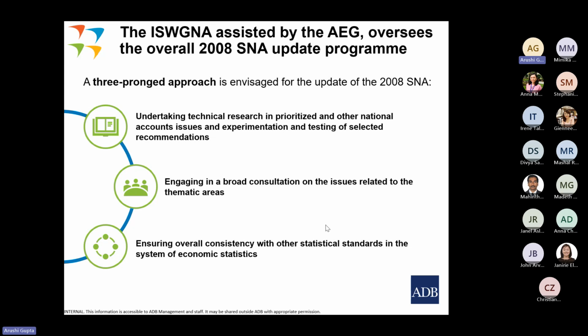Then the third approach is to ensure overall consistency with other statistical standards in the system of economic statistics. For overlapping issues in the research agendas identified for SNA, BPM, GFS, etc., the task teams were established consisting of subject matter experts from relevant committees of experts as well as other groups.